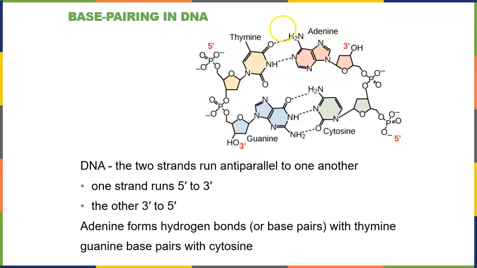These are the two strands. Once you have these two strands, the bases are going to pair. Remember these bases, where we have pyrimidines and purines, and they are going to link up by forming hydrogen bonds. So these are hydrogen bonds.